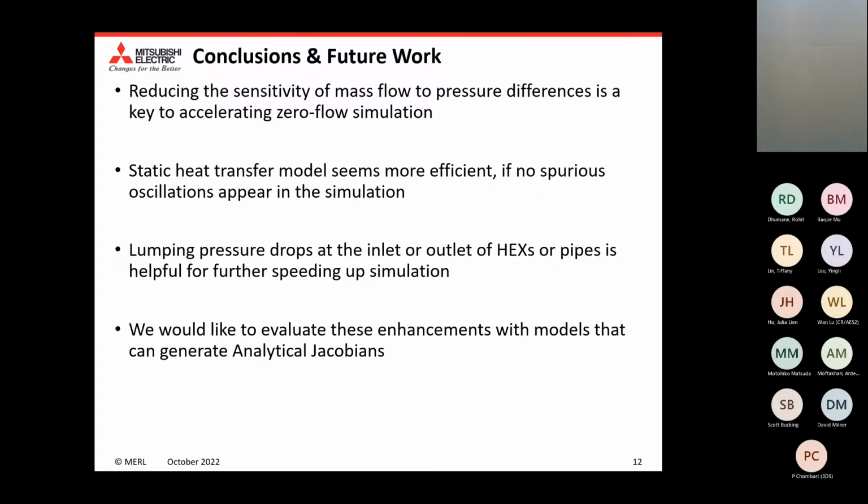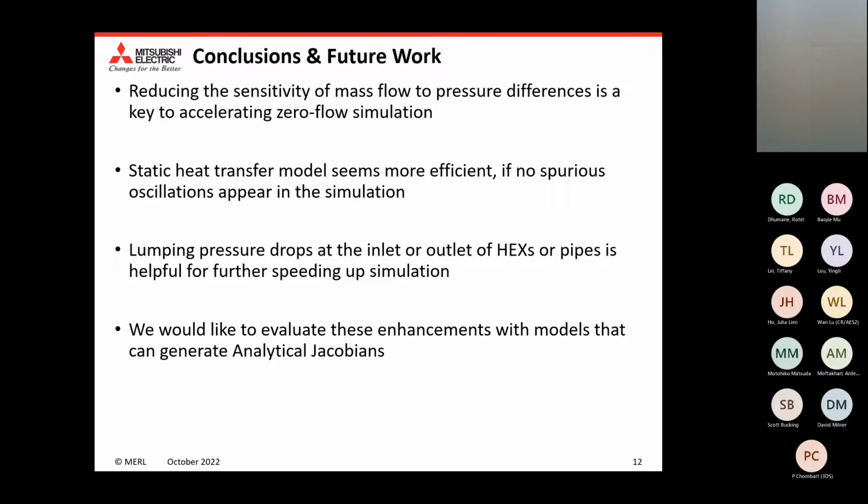So as you can see here, reducing the sensitivity from mass flow rate to the pressure difference is a very important key to accelerating the simulation. And also, static or filtered heat transfer calculation is really a case-by-case scenario. But we also found that you can lump the pressure drops at certain locations to further speed up the simulation.